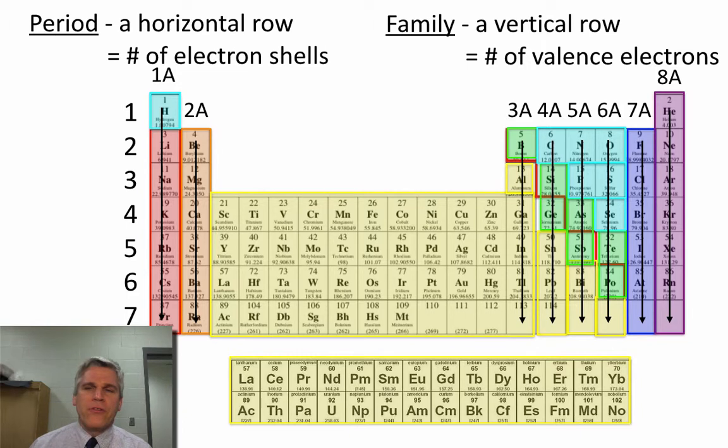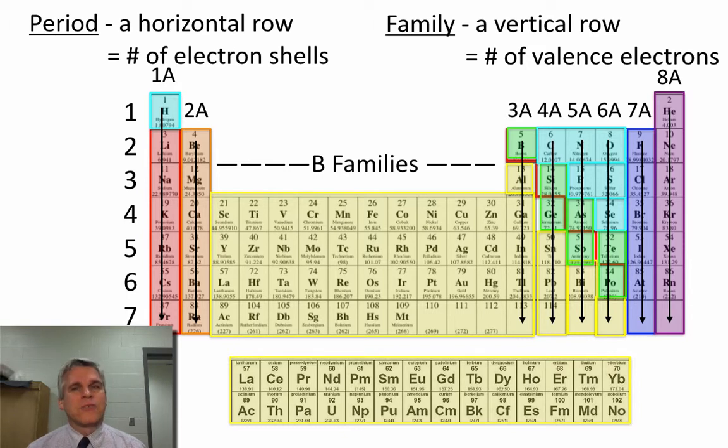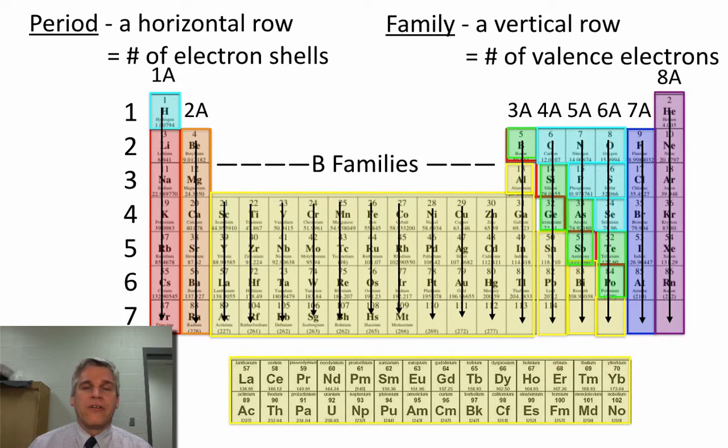But what about all those other ones? The ones in the middle? Well, those are known as the B families, and we can't tell how many valence electrons are present just by looking at their position on the periodic table. We'll be talking about these later, but all those other elements make up the B families.